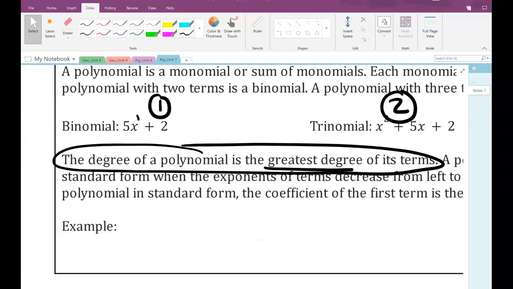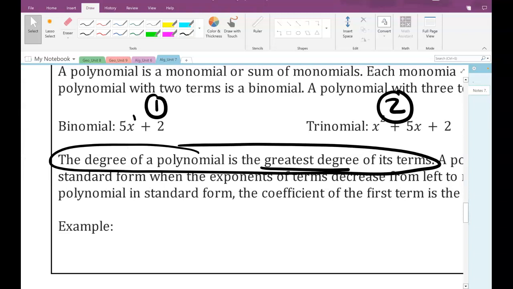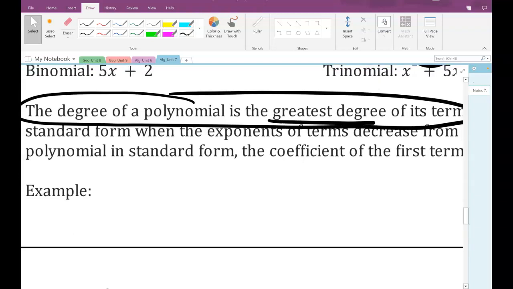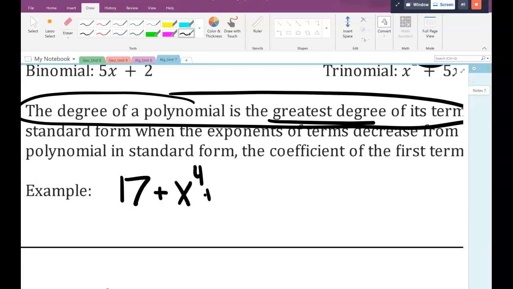So I'm going to give you an example of just a polynomial, and then we'll rewrite it into standard form. So let's say you had something like 17 plus x to the 4th plus x squared plus 3.